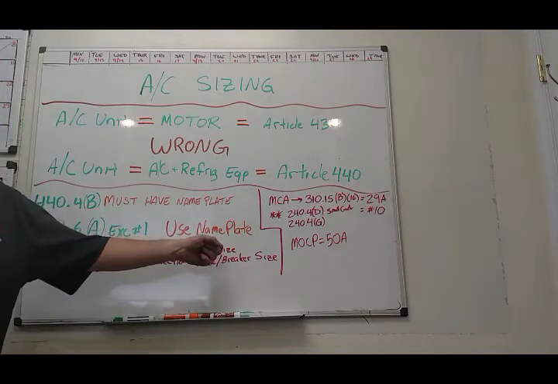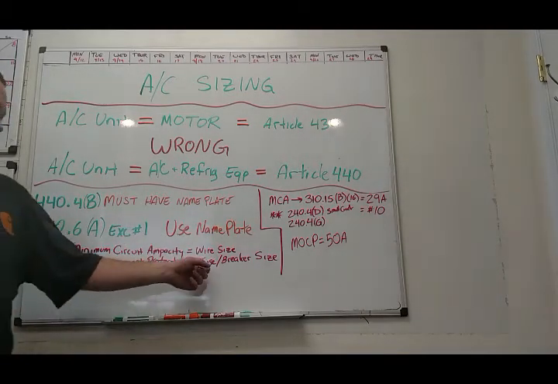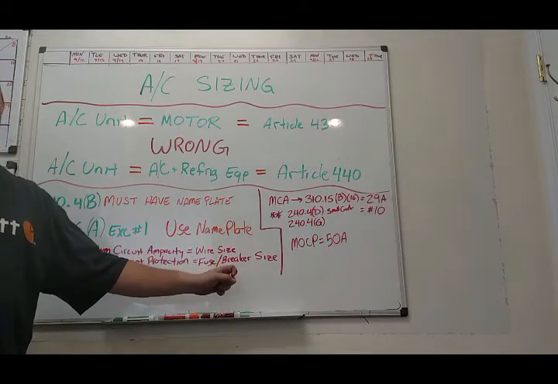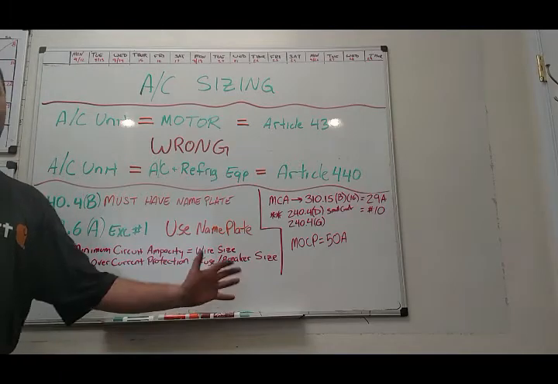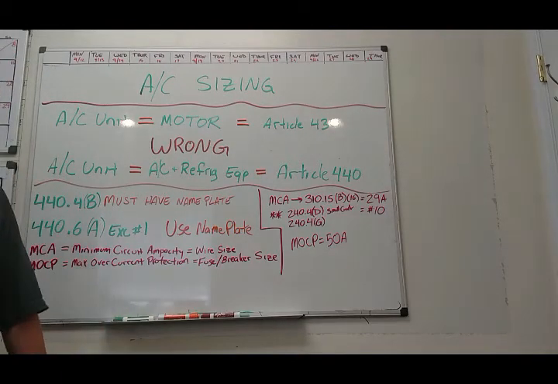Minimum circuit ampacity is your wire, your branch circuit. Max overcurrent protection, that's your fuse or breaker, your overcurrent protection. That's what you put in. A lot simpler than everybody makes it out to be, guys. Hope that helped.